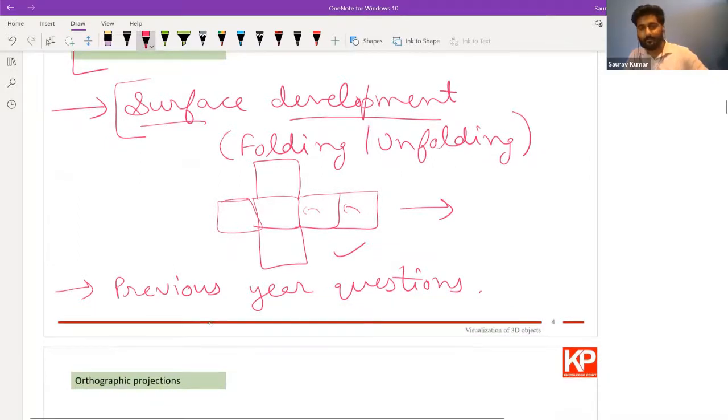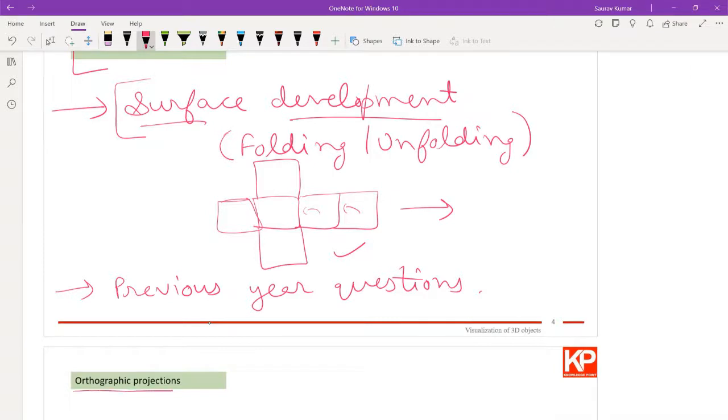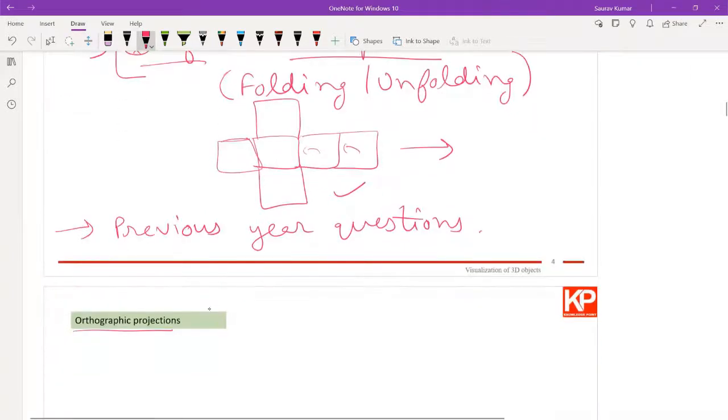So all clear till now? Can we now start with this topic, orthographic projections? Yes, sir. Thank you.